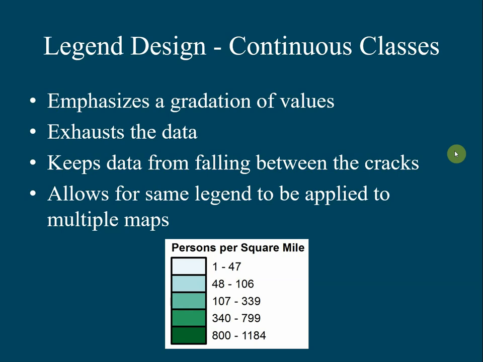This also helps keep data from falling between the cracks. So what that means is that I'm not jumping from 106 to 250 to 339 here. We go 106 to 107, 339, 340, so on and so forth. There isn't any value that's not covered. So it just makes it easier to read and understand. This also allows for the same legend to be applied to multiple maps, as we've seen with our map series before. And that's one of the times where it's okay to have a vacant class.